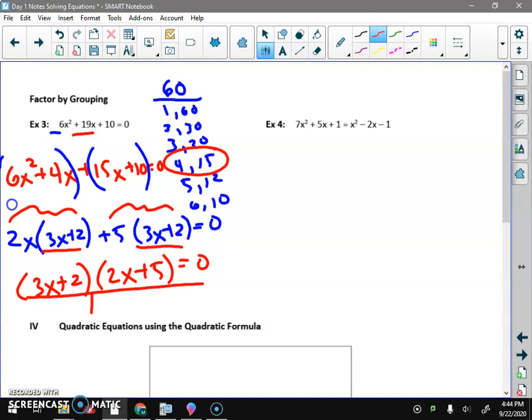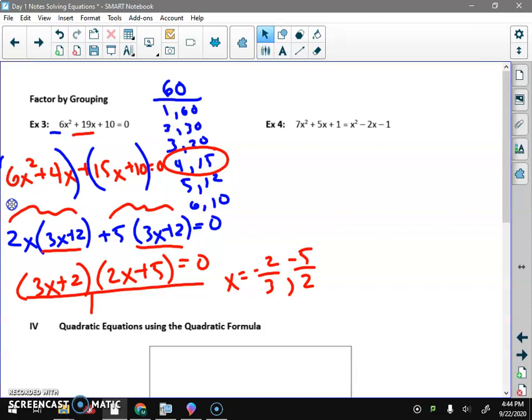3x plus 2 equals 0. x equals negative 2/3. Just make sure you get it right. 2x plus 5 equals 0. x equals negative 5/2. Two fractional answers, factor by grouping. Let's practice one more. Let's see what we got.